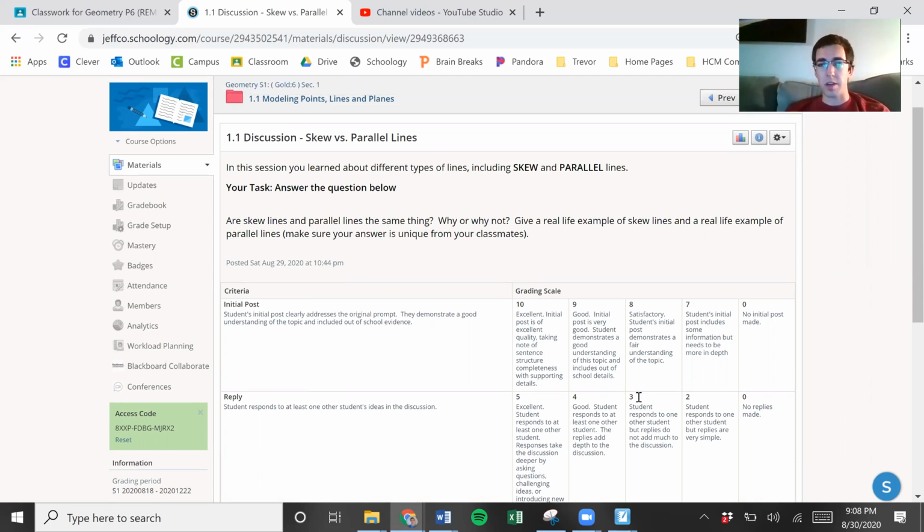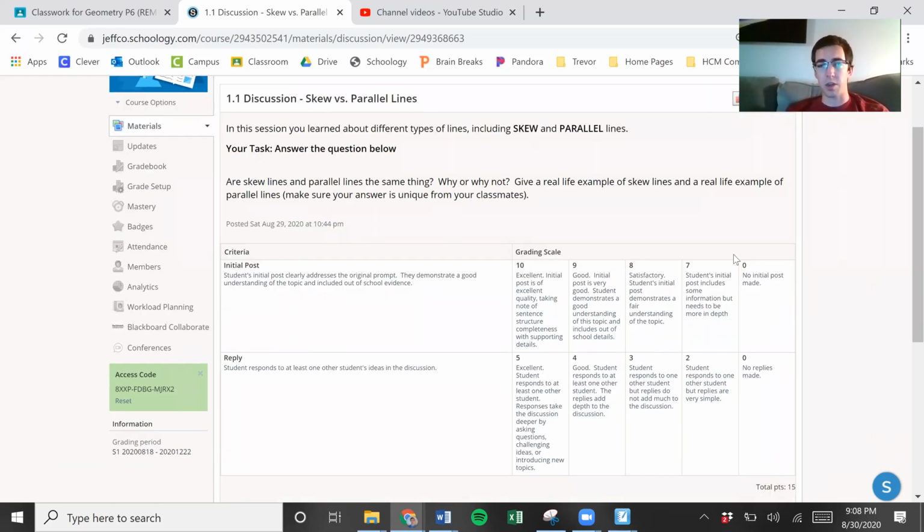Go ahead and pause the video right now so you can look at the rubric for how I'm going to grade this. But your question is, are skew lines and parallel lines the same? Why or why not? Give a real-life example of skew lines and a real-life example of parallel lines. Make sure your answer is unique from your classmates. So you need to go to that post on Google Classroom and answer this question. Then, once more people have responded, you need to go reply to someone else. Again, here's the rubric. Take a look. That's it for today.